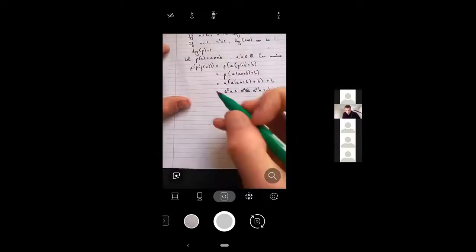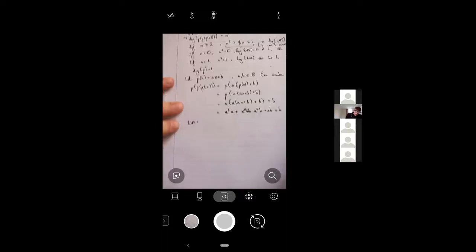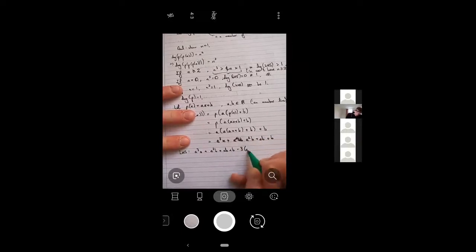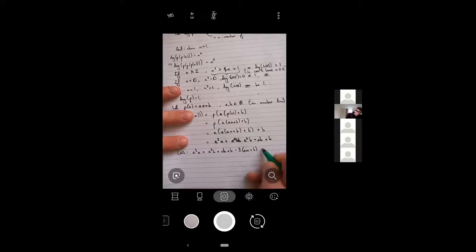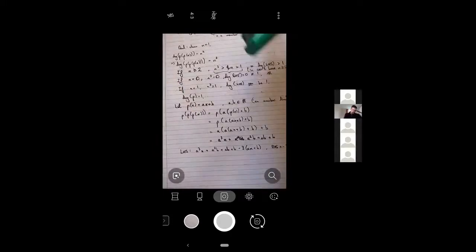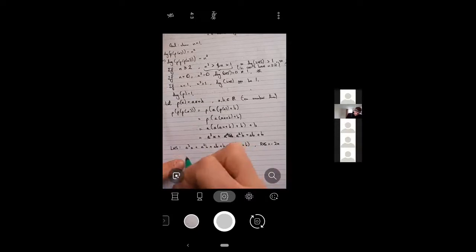Okay, and then this means that our entire left-hand side looks like a cubed x plus a squared b plus ab plus b minus 3 times ax plus b. And then the right-hand side is minus 2x. Okay, so I'm just going to equate coefficients as someone in the chat said. So that's a cubed minus 3a times x plus a squared b plus ab minus 2b. And this is equal to minus 2x.